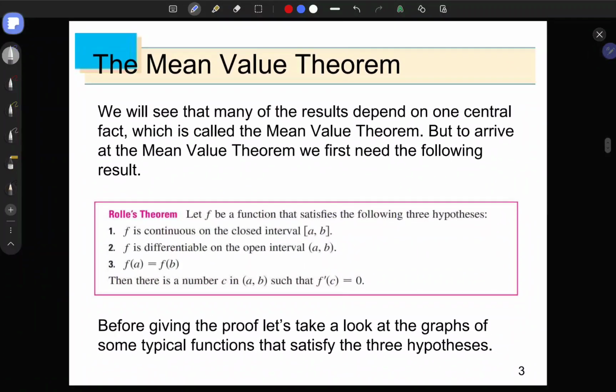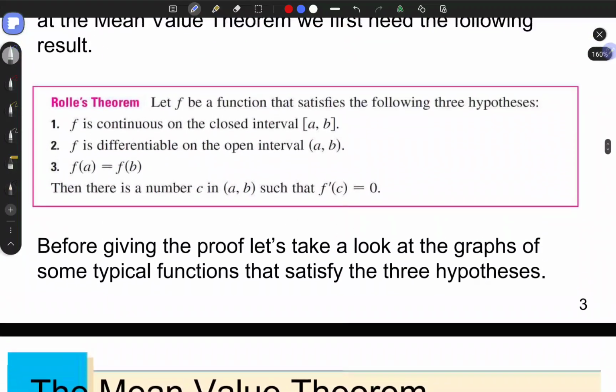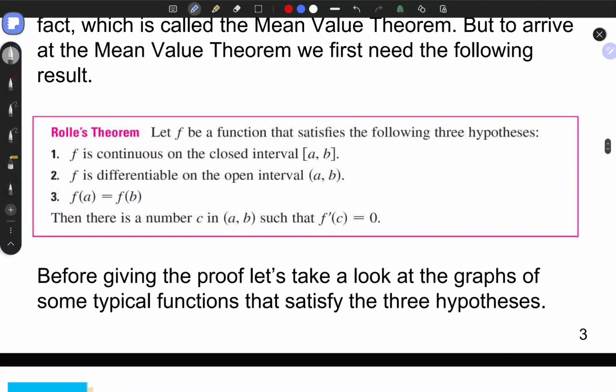So first things first, what is the mean value theorem and what theorems relate to it? First we have a thing that is called Rolle's theorem. So what is Rolle's theorem? Let f be a function that satisfies the following three hypotheses.